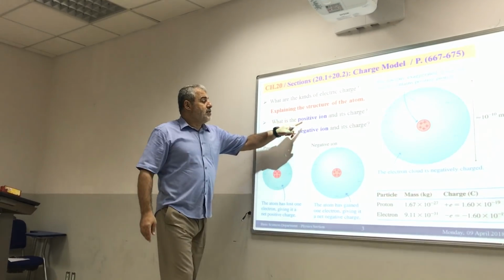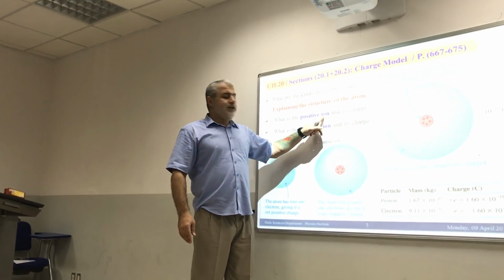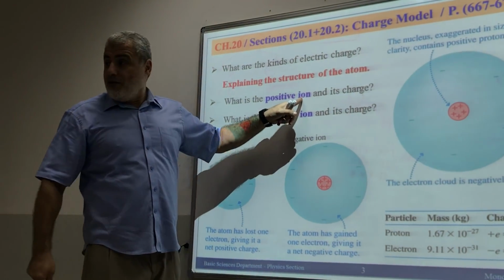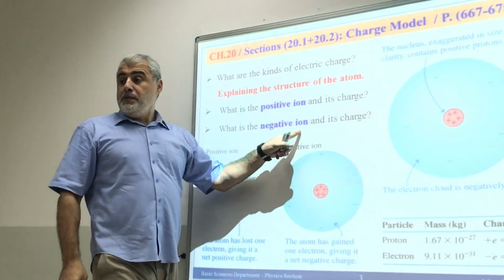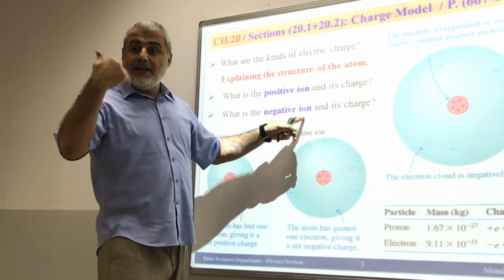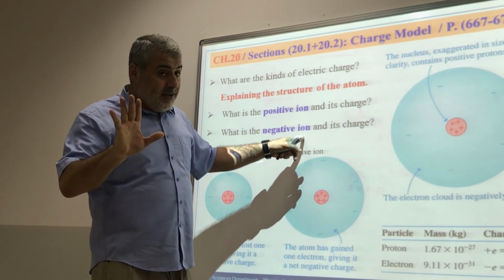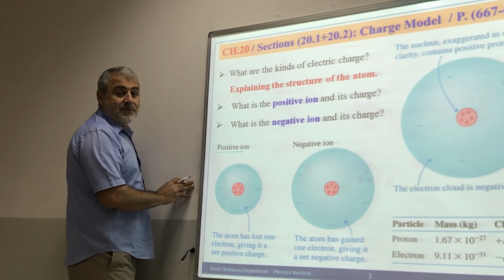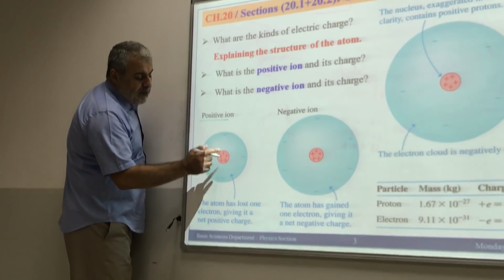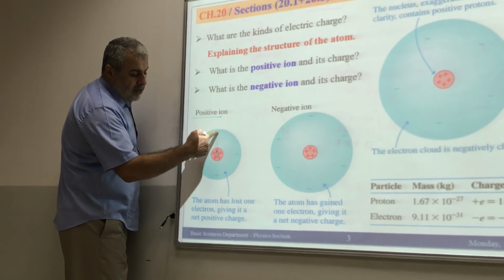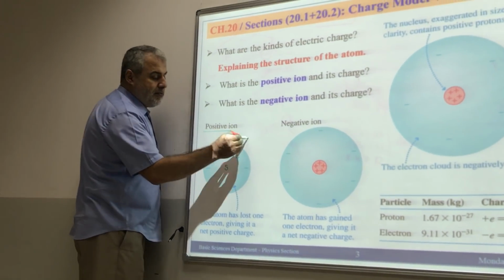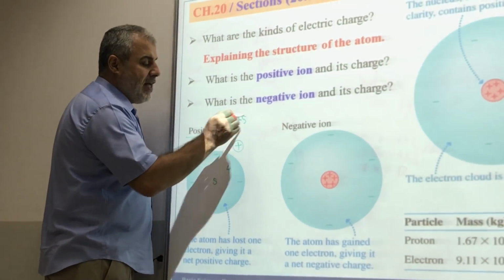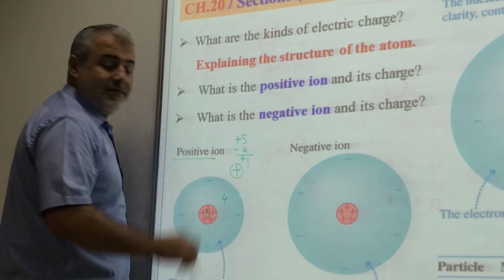Now, what is the positive ion and its charge? A positive ion is an atom losing one or more electrons. A negative ion is an atom that gains one or more. Okay, Shabab? Now, positive ion, follow with me here. If you count, we have 5 protons and how many electrons? 4. So it is positive, right? Just like if you say plus 5 and minus 4, it will be plus 1.